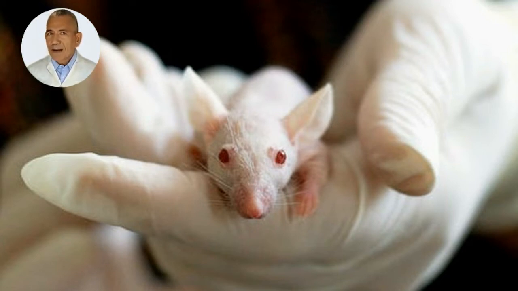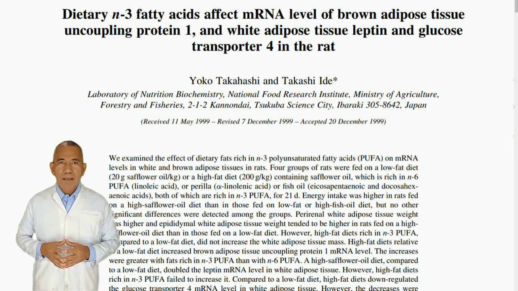It is significant that the uncoupling protein 1 mRNA, which activates brown adipose tissue, was 150, 277 and 267% higher in the rats receiving the high-fat diets containing safflower, perilla and fish oils. Perilla oil seemed to have the greatest effect on the brown adipose tissue. In addition, leptin, which helps reduce your hunger and makes you feel full, was 30% higher in rats fed the high-fat perilla diet than those fed a low-fat diet. No other significant leptin differences were found among the groups.